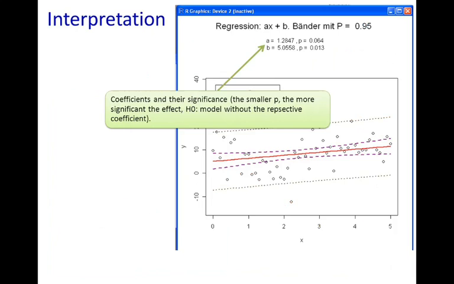Now just a short repetition of all what we have said. So in this output we see the coefficients and their significance. Of course, the smaller the p-value here, the more significant the effect. The null hypothesis is always that we have a model without the respective coefficients.